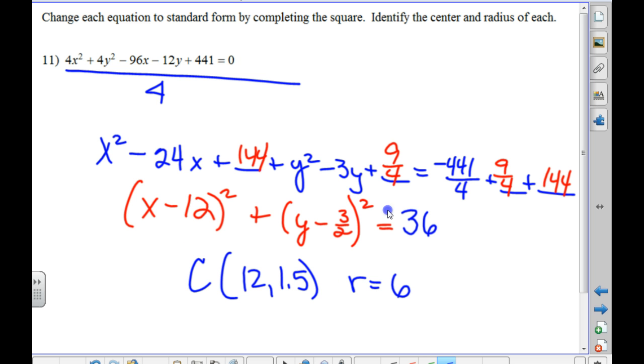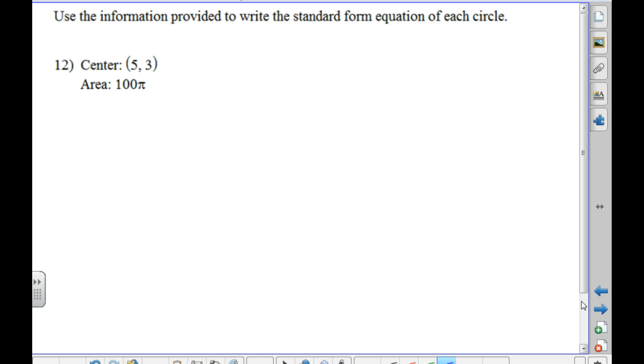Everybody okay, or do I need to go back over? Anybody get something different? Everybody's okay? All right, so these are the kind they could throw on the ACT easily because they're trying to combine a little algebra and a little geometry.